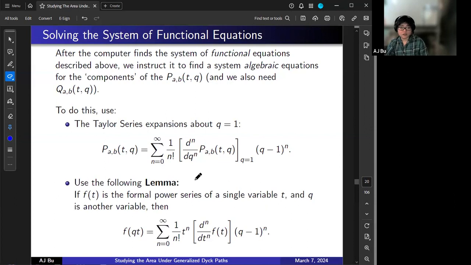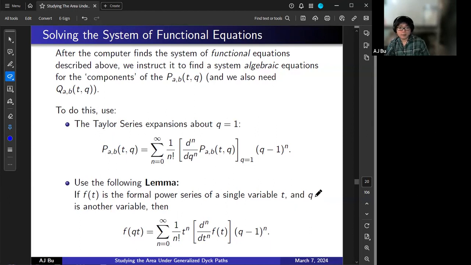And then we're also going to use the following lemma. If f of t is a formal power series of a single variable t and q is another variable, then f of qt is equal to the sum from 0 to infinity of 1 over n factorial times the nth derivative with respect to t of f of t times q minus 1 to the n.